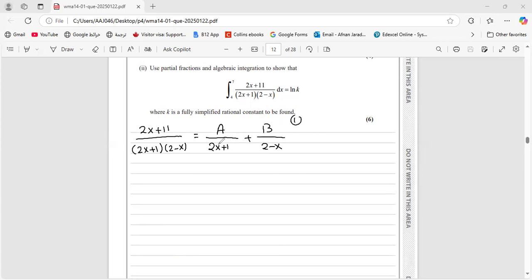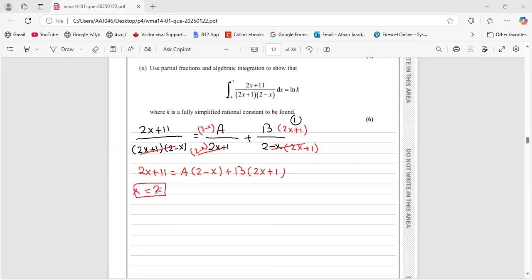Step number 2, to make denominators the same. You need to multiply a by 2 minus x, and multiply b by 2x plus 1, and multiply the denominator here also by 2x plus 1. Look at denominators, they will be the same. So take only numerators: 2x plus 11 equals a multiplied by 2 minus x plus b multiplied by 2x plus 1. Now, you will substitute, first of all, x equals 2.